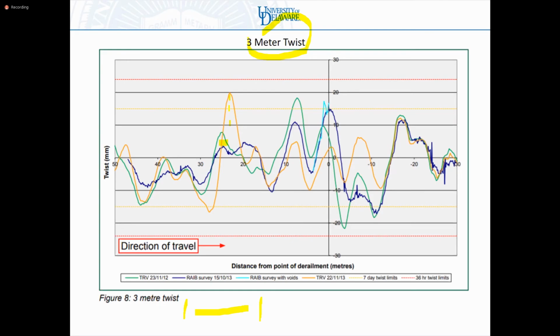And 20 millimeters was already past the 7-day twist limit for Network Rail. A 7-day twist limit means take action within 7 days of finding it. It's not quite up to the 36-hour limit, which is over here about 25, but the 7-day limit was about 15. And you can see the growth of the geometry defects. We're going to come back to that.